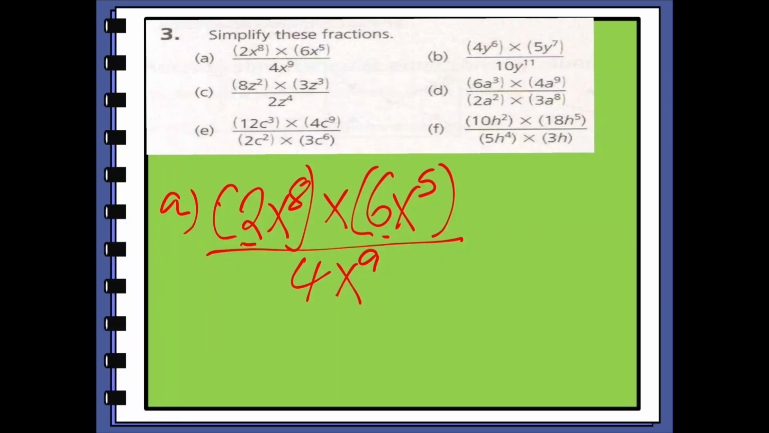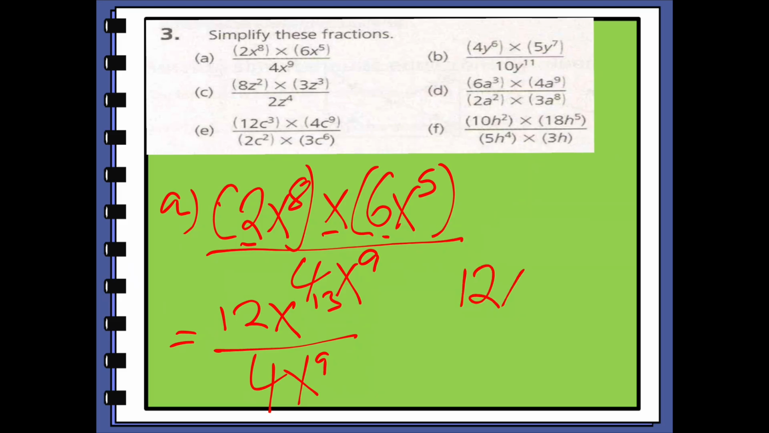Instead we have to multiply 2 times 6 equals 12. Then we put the x, then we add the powers because there's a multiplication here. So 8 plus 5 is 13, right? So we've got 12x^13 over 4x to the power 9. Okay, let's write it nicely here. We are saying we've got 12x to the power 13 over 4x to the power 9.